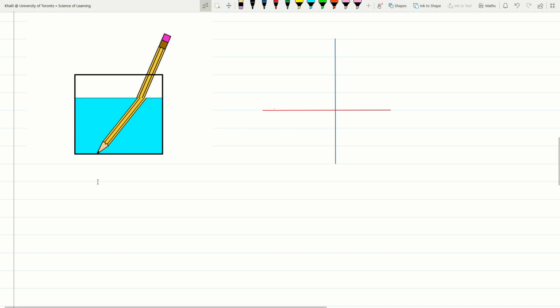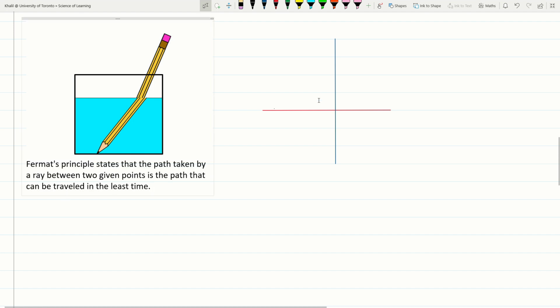And to explain this phenomenon, we're going to use something called Fermat's principle. And Fermat's principle basically states straight up that light wants to travel from point A to point B as quickly as possible. Now, you might say, okay, well, in that case, it should always be a straight line. A straight line is always the fastest from point A to point B. And I say, hold on, that's not true.